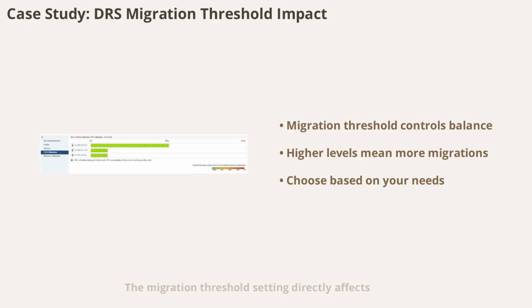The migration threshold setting directly affects how aggressively DRS balances the cluster. At the default level, DRS may tolerate some imbalance to minimize migrations. Raising the threshold makes DRS more aggressive, resulting in more migrations and a more even distribution of resources. This trade-off lets you choose between fewer migrations and tighter balance, depending on your operational goals.